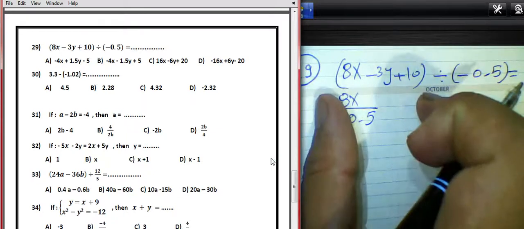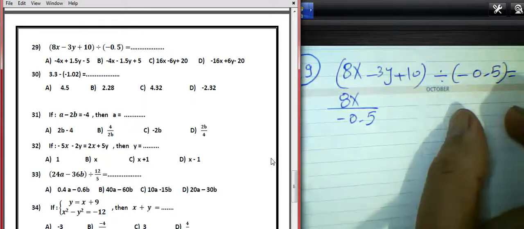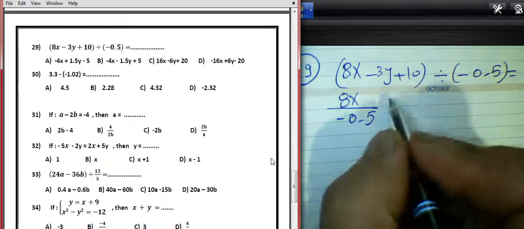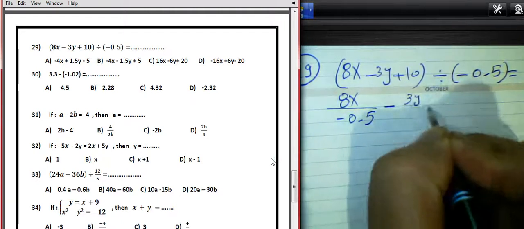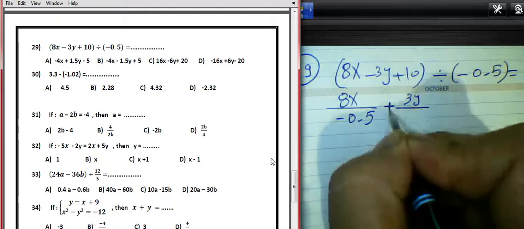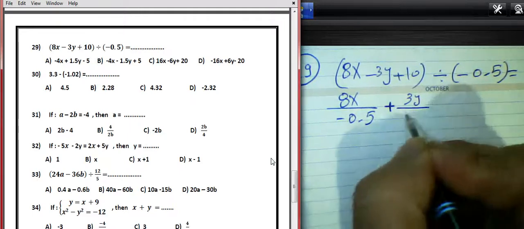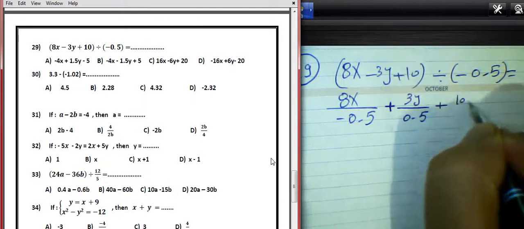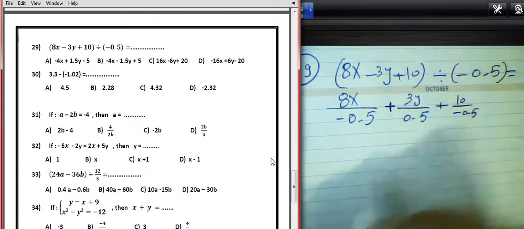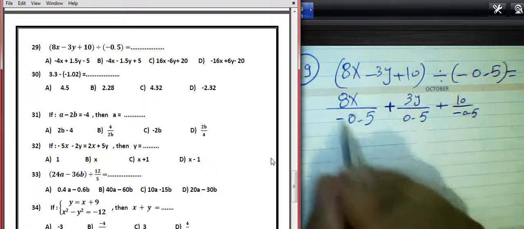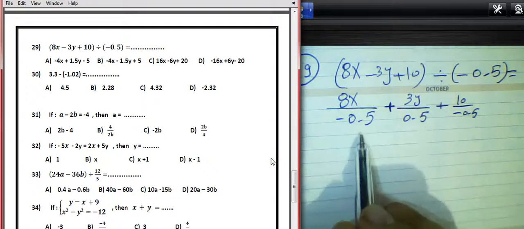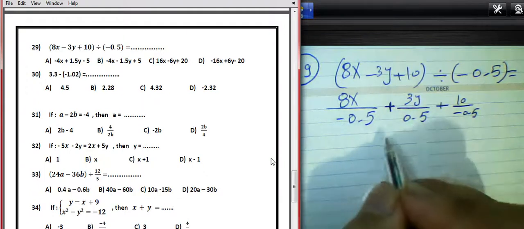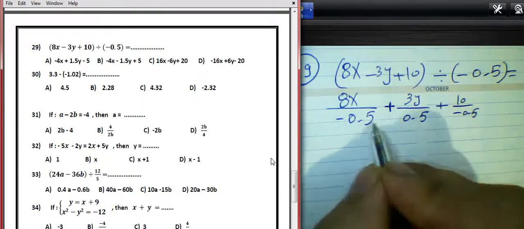all of the terms in this expression by one term. So we must write 8x over negative half and negative 3y over negative half. Negative divided by negative equal positive 0.5 plus 10 over negative half. We can find the result of the 8x over negative half multiplied by negative 8 and multiplied by negative 10 to cancel this point.